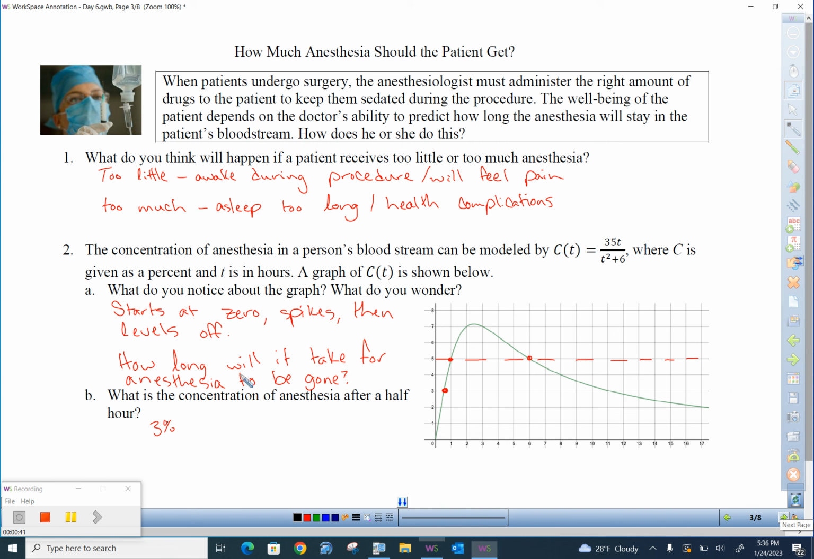So maybe you wondered how long will it take for it to be gone? Like, does it approach 0 there? Or maybe you asked, is there an asymptote showing up? Or will the anesthesia ever be considered gone?